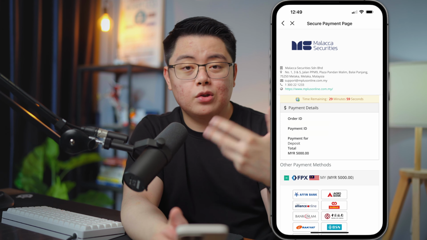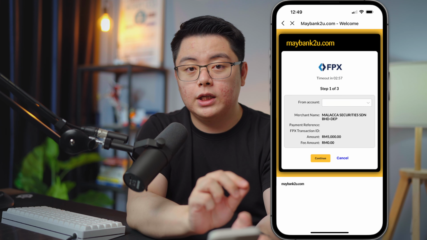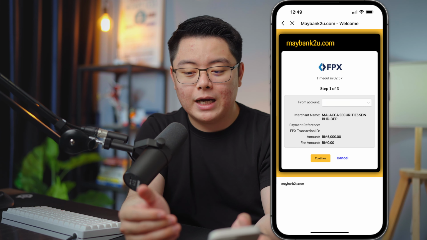But do know that M+Global now only accepts deposit and withdrawal in ringgit Malaysia only, and even if you choose to withdraw from other currencies like US dollar or Hong Kong dollar, it will all be converted to ringgit for you at their determined FX rate.